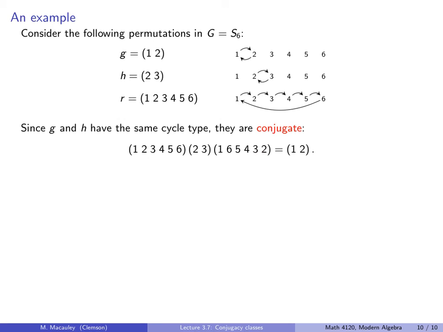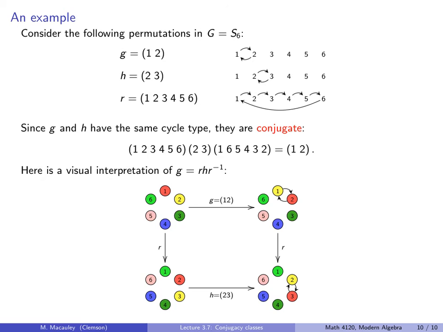Here's a visual interpretation of the equality G equals R H R inverse. So here I have 6 positions, and the numbers are fixed. This is position 1, position 2, position 3, and so on. The colors might change. Think of the colors as people who are on these positions, but the numbers do not. So when I apply the transposition (1 2), then I'm swapping these two colors. So yellow moves up to here, and red moves down to here. So I've denoted that with these arrows. These have swapped colors. And I claim that G, (1 2), is equal to R H R inverse.